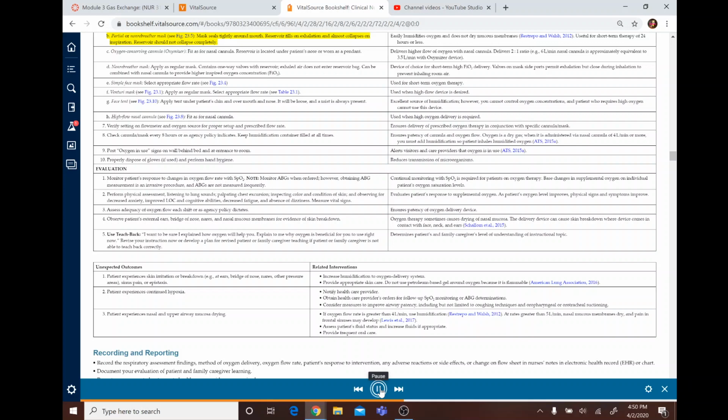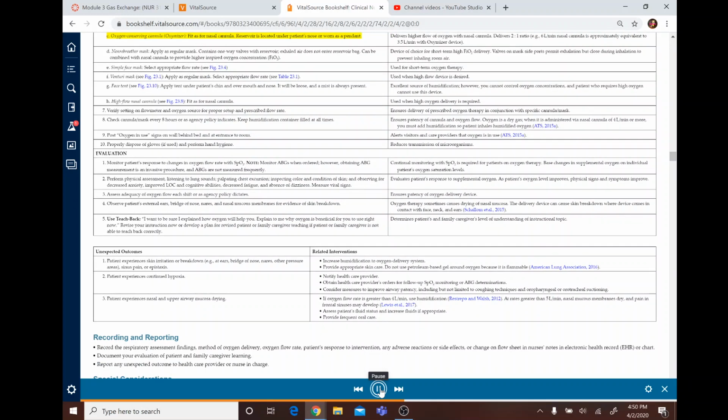B. Partial or non-rebreather mask, see Fig 23.5. Mask seals tightly around mouth. Reservoir fills on exhalation and almost collapses on inspiration. Reservoir should not collapse completely. Easily humidifies oxygen and does not dry mucous membranes, Restrepo and Walsh, 2012. Useful for short-term therapy of 24 hours or less.